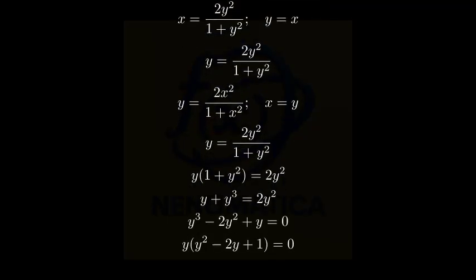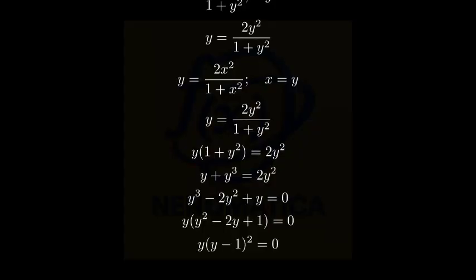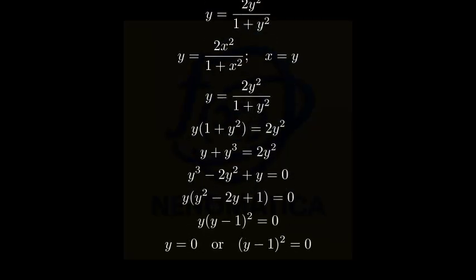We can factor out y from all terms to get y times (y squared minus 2y plus 1) equals 0. Looking at the expression inside the parentheses, we can recognize that y squared minus 2y plus 1 is a perfect square trinomial. It can be written as (y minus 1) squared. Now we can solve the equation. Since we have a product equal to 0, either y equals 0 or (y minus 1) squared equals 0.